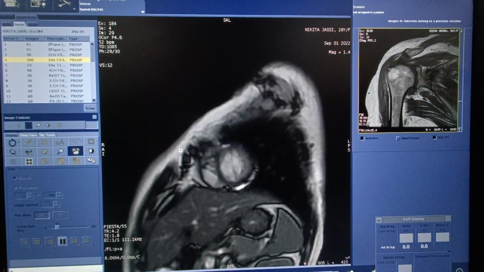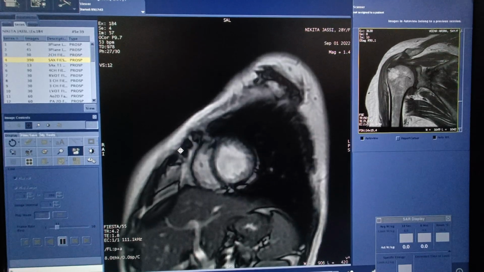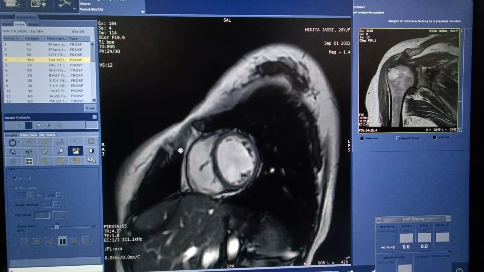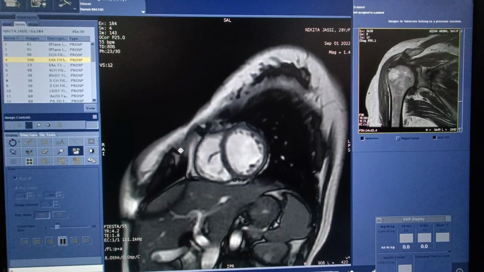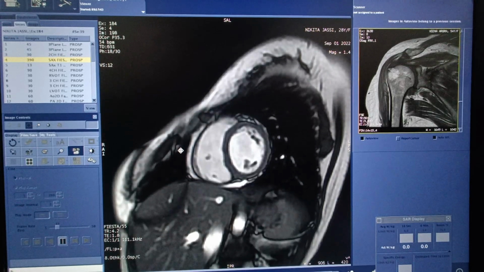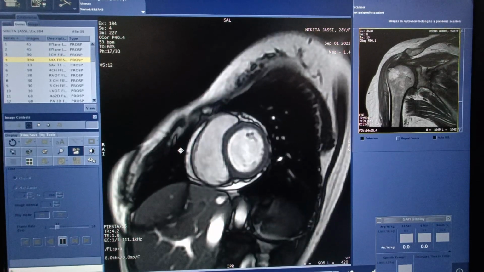And this is some basic anatomy and basic things which I already told you about the short axis. I hope you all have understood what I have told you about the short axis.